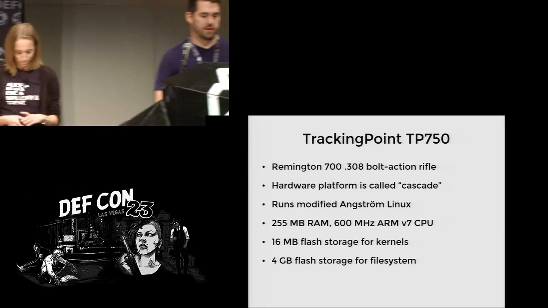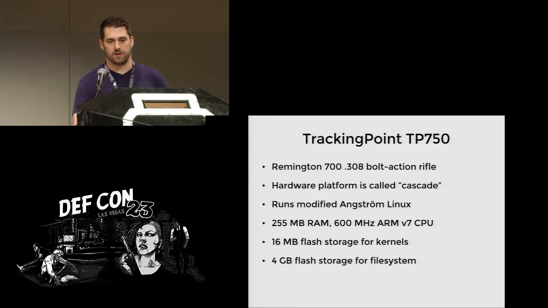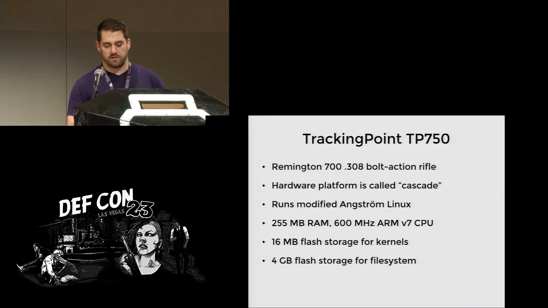So the platform we decided to work with was the TrackingPoint TP750. It's just a Remington 700 .308 bolt action as the base firearm. The hardware, the piece that TrackingPoint actually designed and made, is the scope. The platform on ours is called Cascade. They do have a smaller platform called Ares, which is on some of their shorter range rifles. A lot of the things we found here, there's a very good possibility and very high likelihood that they also affect Ares as well.